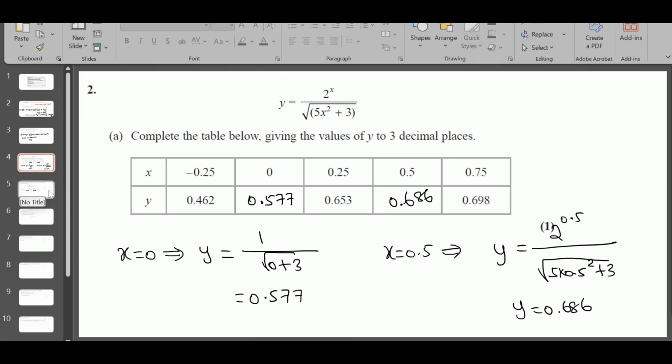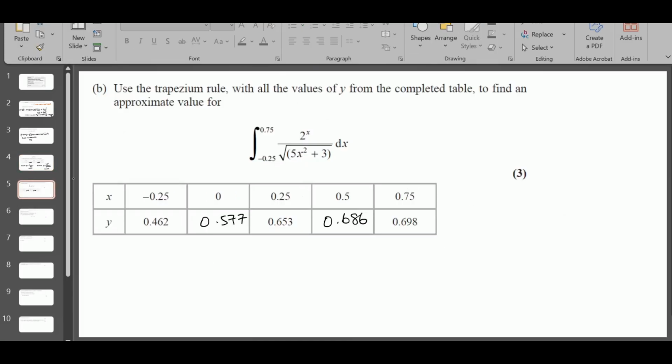Let's move on to part B. I have copied the table here. Use the trapezium rule, from the completed table, to find the approximate value of this integral. The lower limit is this value, the upper limit is this value. First you need to write h, otherwise you will lose a mark. h is the common difference, 0.25, and you will be given 1 mark for this.